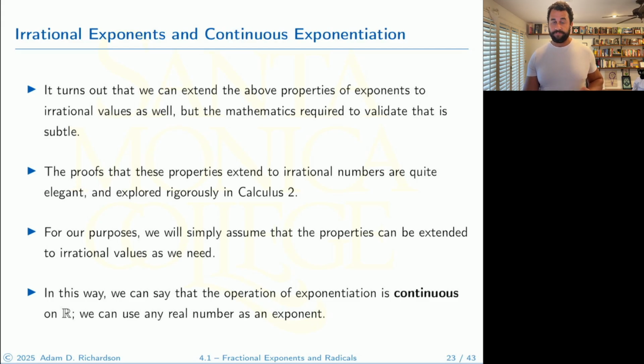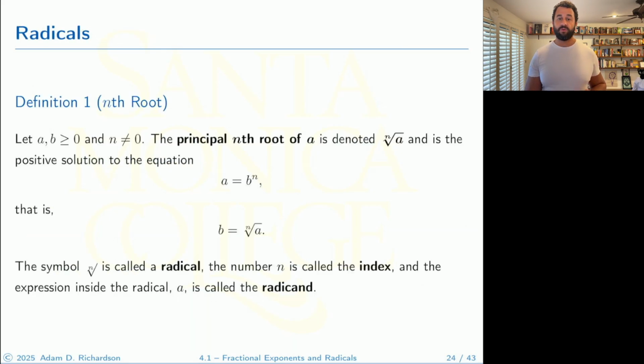Now, what we're really saying here is that the operation of exponentiation is a continuous operation on R. And what that means is that any real number can be an exponent. And why we're allowed to do that, you'll prove in Calc 2. So now let's talk about radicals. We spent all this time talking about rational exponents. Now let's talk about radicals.